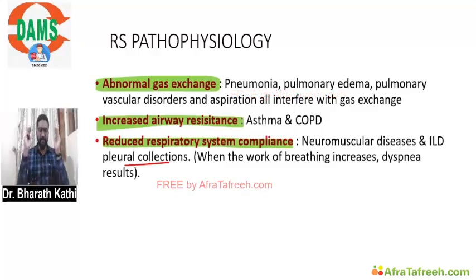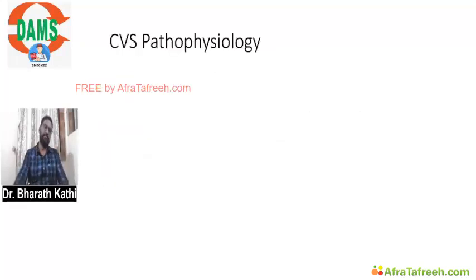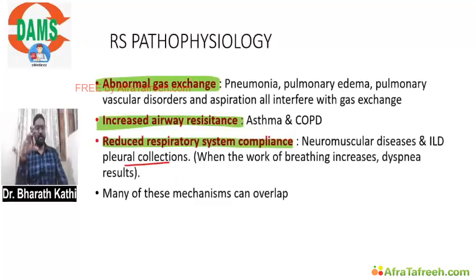So if the respiratory disease is causing breathlessness, is it due to abnormal gas exchange? Is it due to increased airway resistance? Or is it due to decreased respiratory system compliance? Actually, in a given disease, ultimately the mechanisms can overlap. But by coming to know the predominant mechanism, if you deal with it properly, the patient can be treated appropriately. So that is the concept that I want you to know here.